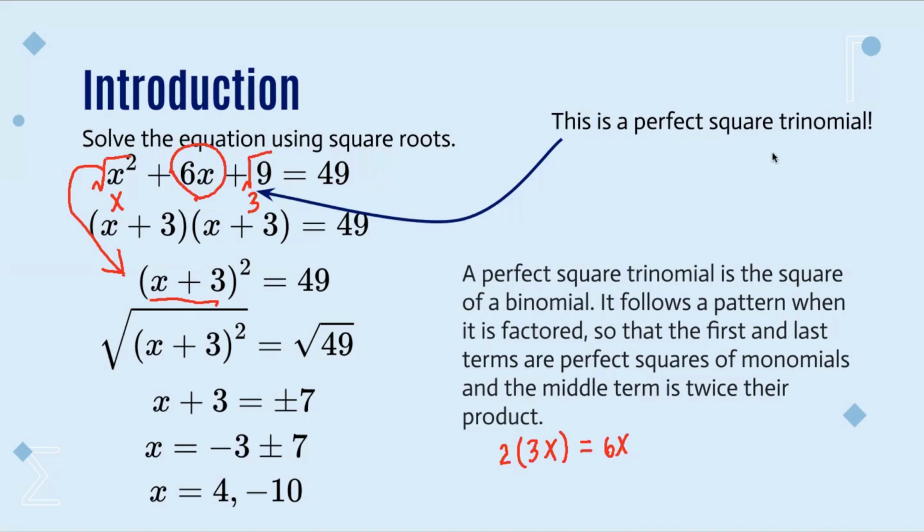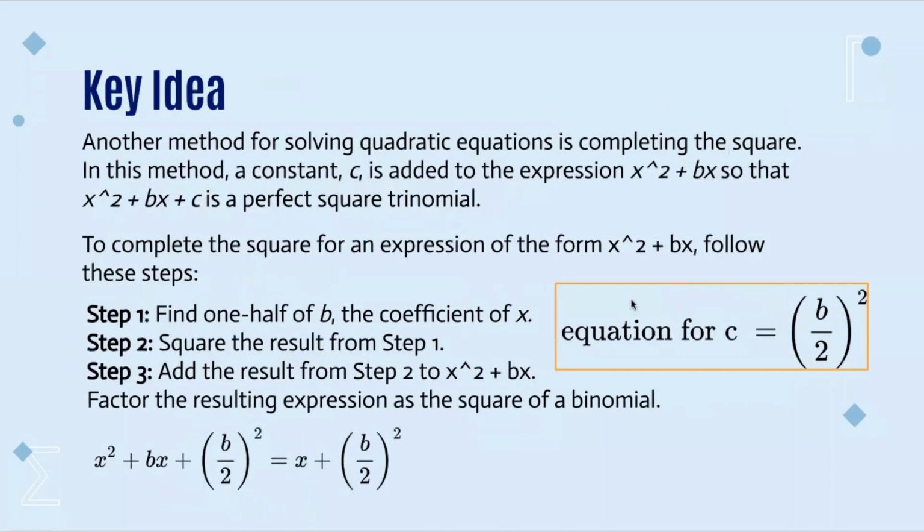So let's go ahead and take a look at our key idea. Another method for solving quadratic equations is called completing the square. In this method, a constant c is added to the expression x squared plus bx, so that x squared plus bx plus c is a perfect square trinomial. To complete the square for an expression of the form x squared plus bx, follow these steps.